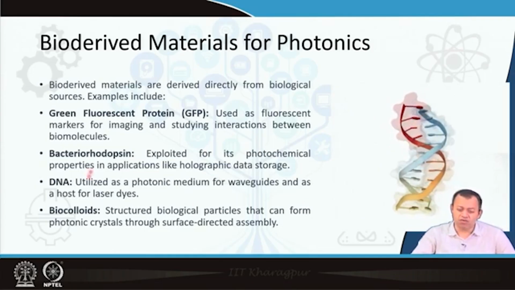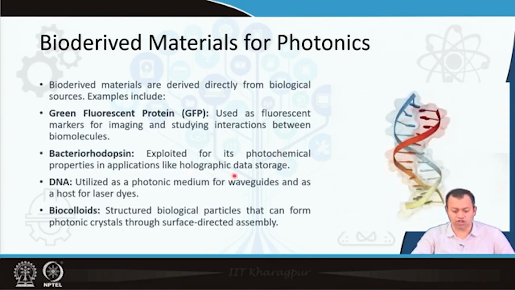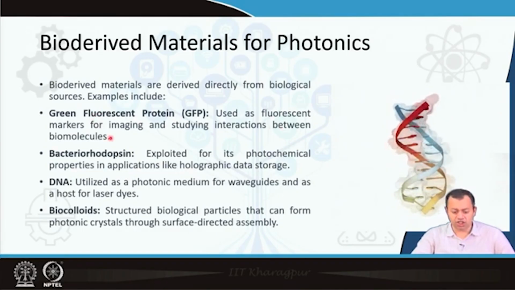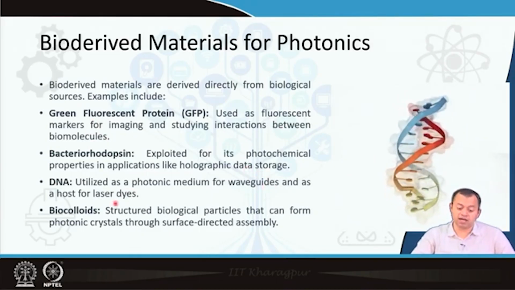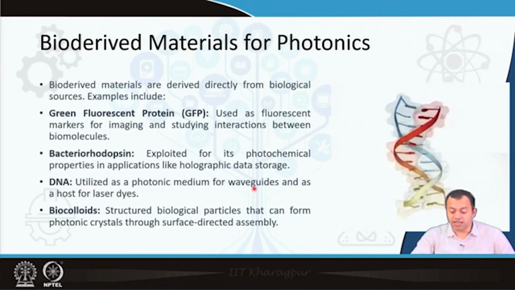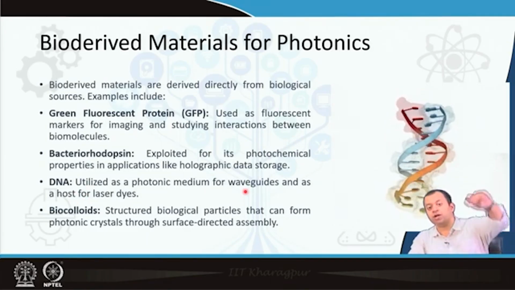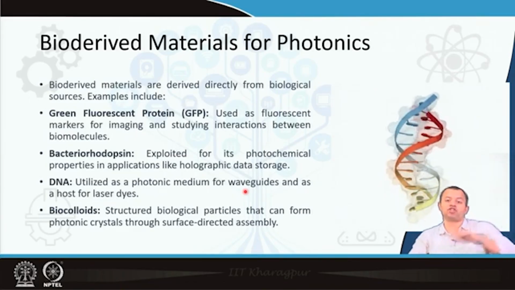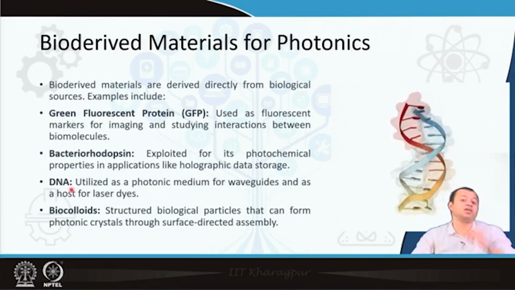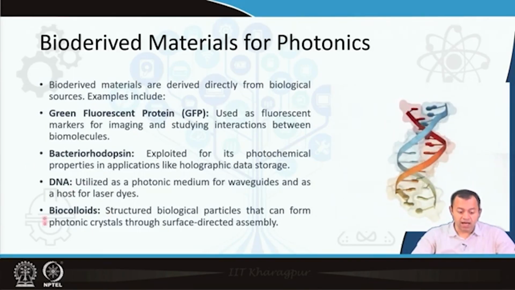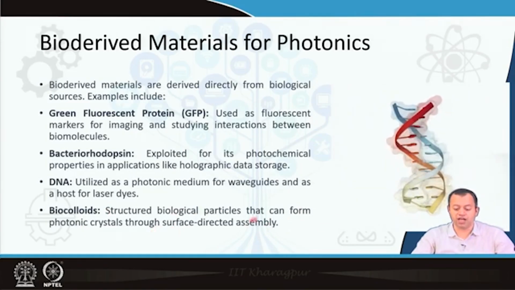We have bacteriorhodopsin, we have discussed rhodopsin quite a lot, exploited for its photochemical properties like holographic data storage. GFP is used for studying interaction between biomolecules. DNA, as I was saying, could be utilized as a waveguide as well as laser dyes. It can be utilized for lasers and also thin film waveguides. They can be utilized to guide light from point A to point B with a minimum amount of diffraction or any loss, just like you have an optical fiber waveguide. Similarly, DNA based waveguide. Think where science is going. And of course, biocolloids, structured biological particles that can form photonic crystals through surface directed assembly.